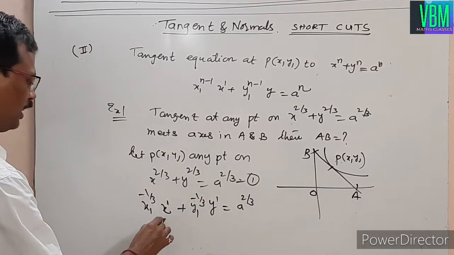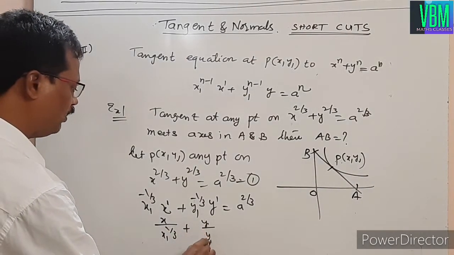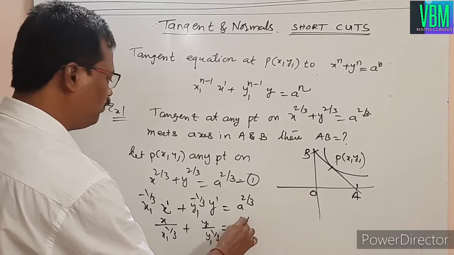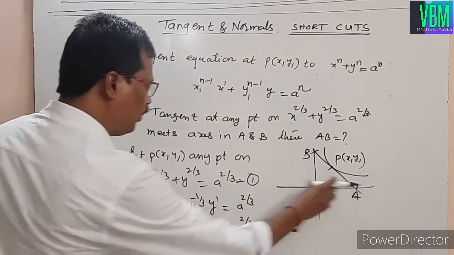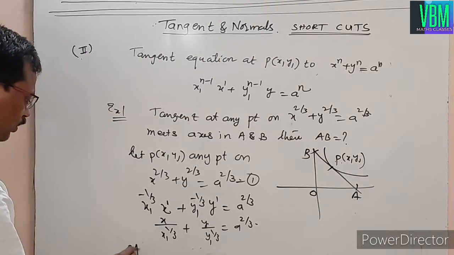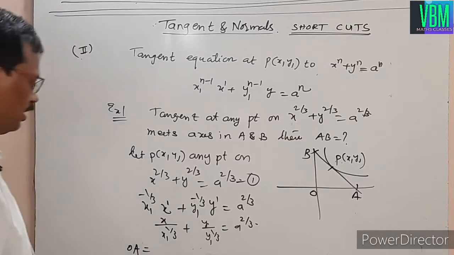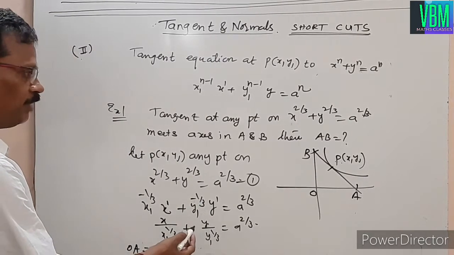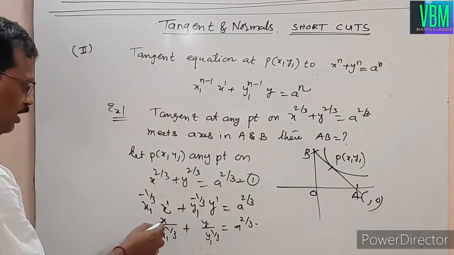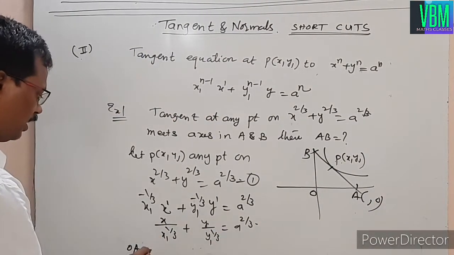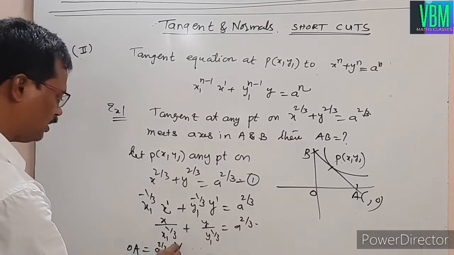Now this I am writing as x upon x1 power 1 by 3 plus y upon y1 power 1 by 3 is equal to a power 2 by 3. Then how do we get the x-intercept? That x-intercept OA is nothing but how much? For the x-intercept, keep the y coordinate 0. Y is equal to 0, then the x-intercept is a power 2 by 3 into x1 power 1 by 3.